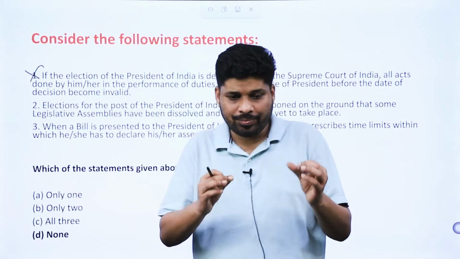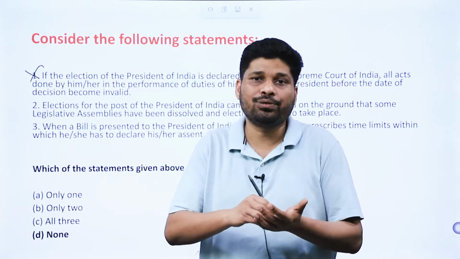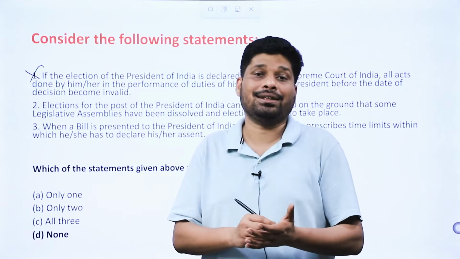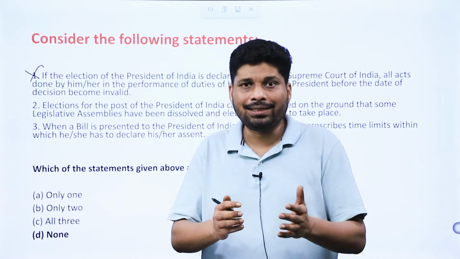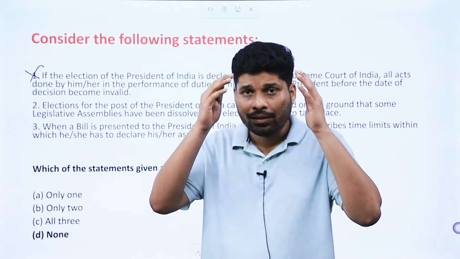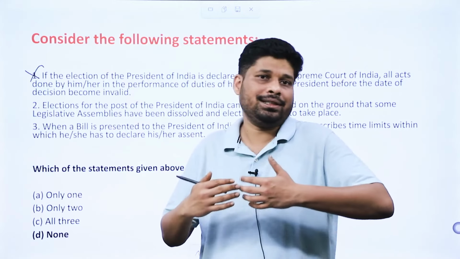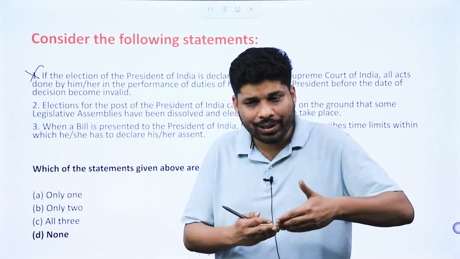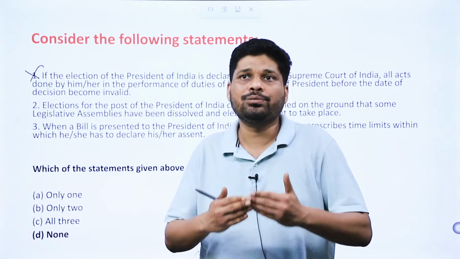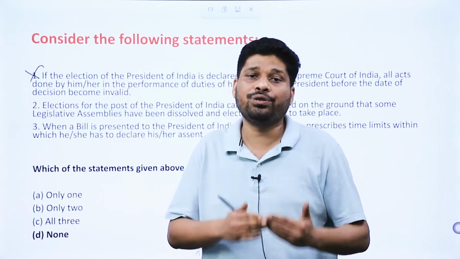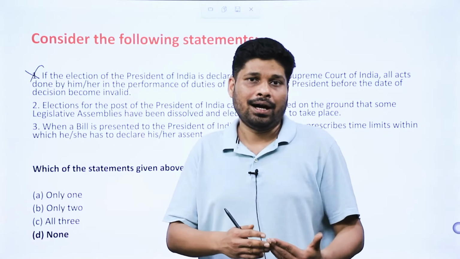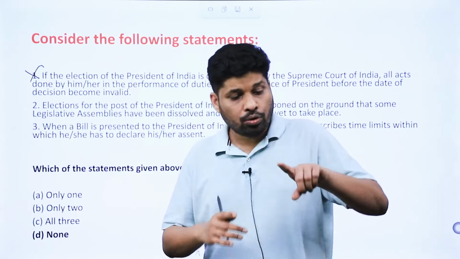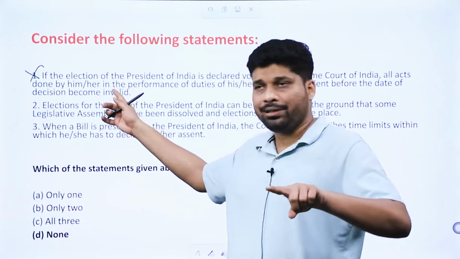Once a person becomes president and signs on a particular policy or makes a particular decision, that decision is implemented in the country. The president is the highest authority of the country. So once a decision is implemented by the highest authority of the land, there should be clarity with respect to the continuity of that decision. Otherwise, there will be administrative and governance chaos. So constitutionally also, this statement is incorrect.